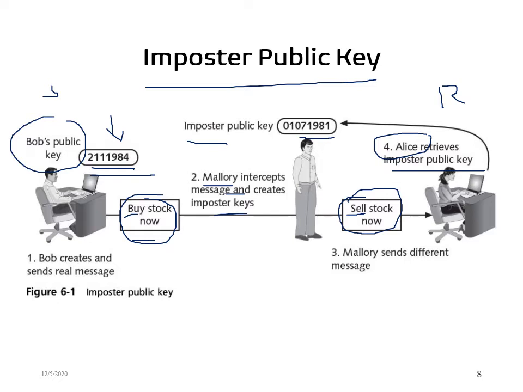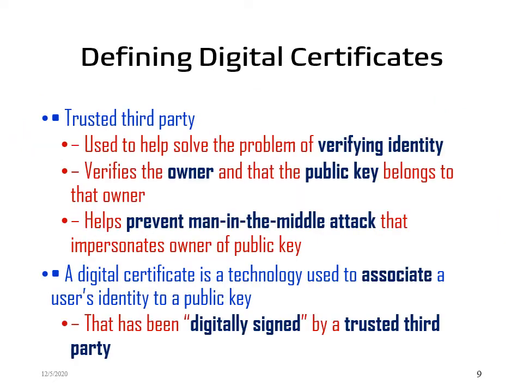The attacker intercepts the message, removes this public key, and imposes the hacker's public key. Alice retrieves the imposter public key and decrypts the message, gets "sell stock now," and sells the stock instead of buying the stock. So this is called the imposter public key attack. This is the weakness of the conventional digital signature.